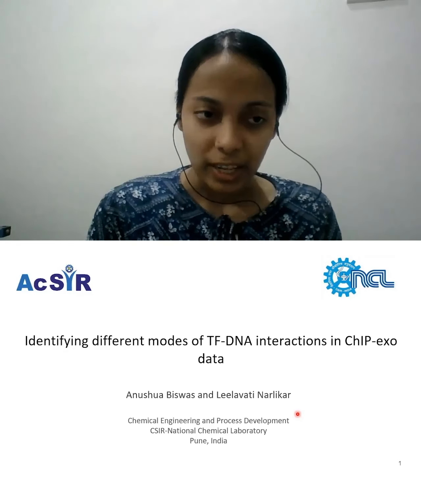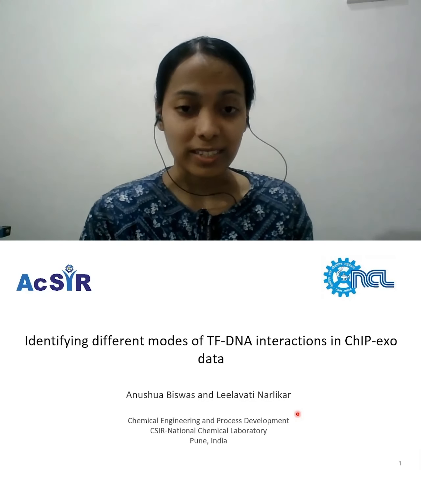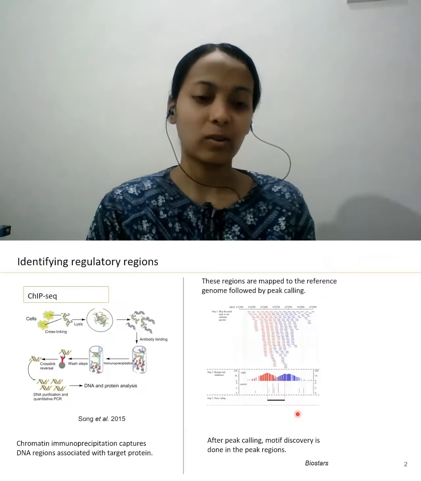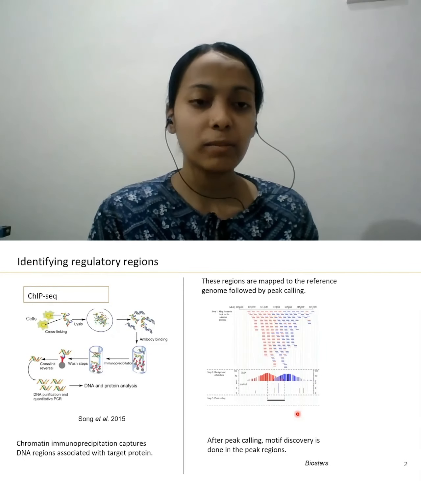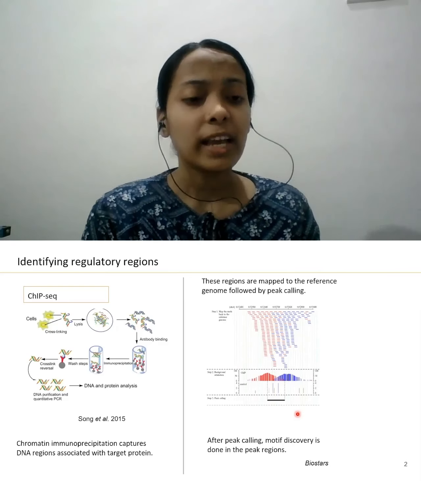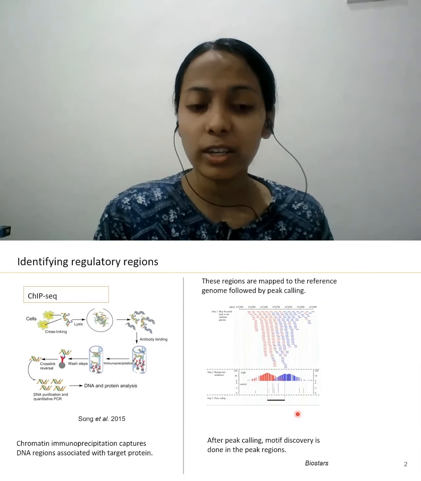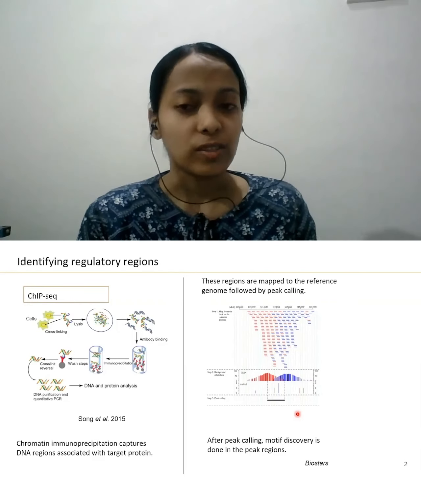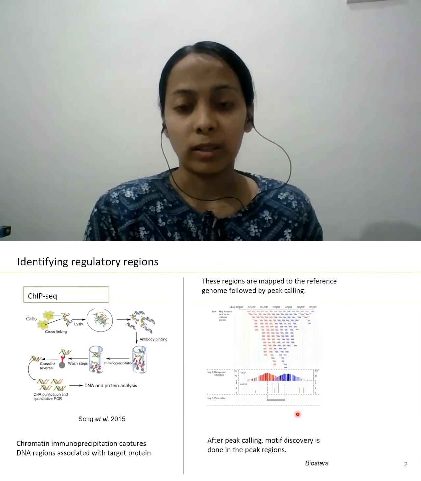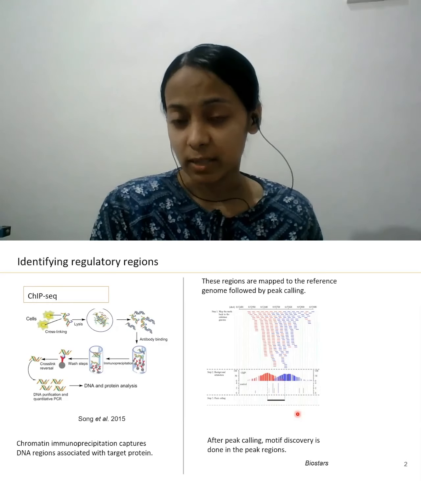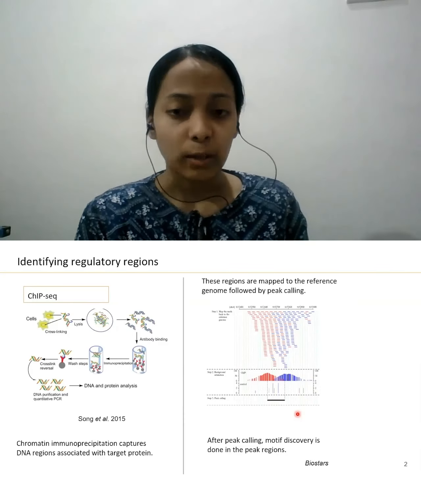I would be talking today on identifying different modes of TF-DNA interactions in ChIP-exo datasets. Now, ChIP, chromatin immunoprecipitation, is one of the most common methods to identify the protein binding sites in the DNA. It brings down all the DNA regions that are associated with the target protein, be it a direct or an indirect binding site. When these regions are mapped to the genome, we see peaks forming, which are peaks of these DNA reads, which form at the positive and the negative strands. Somewhere in between these peaks, the protein binds.